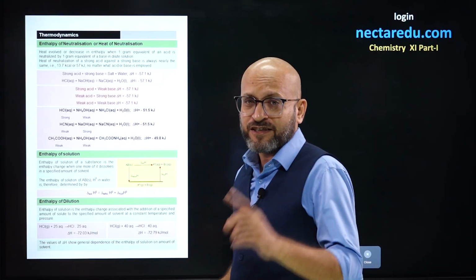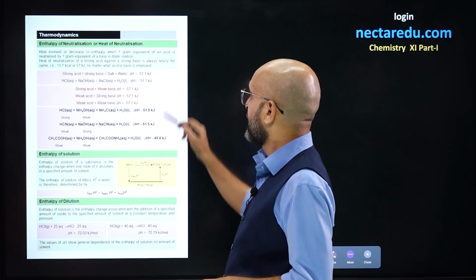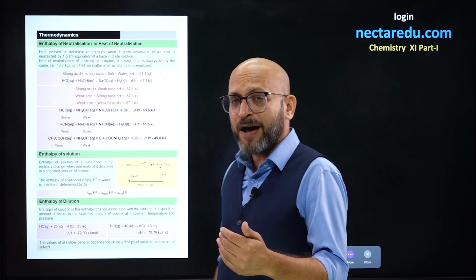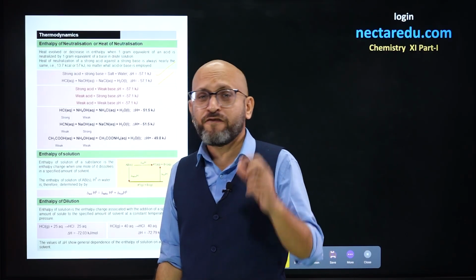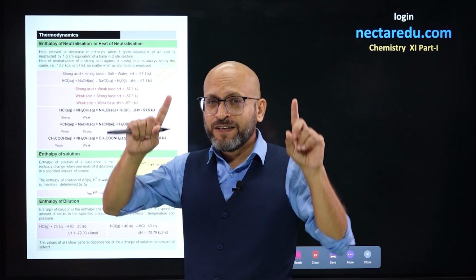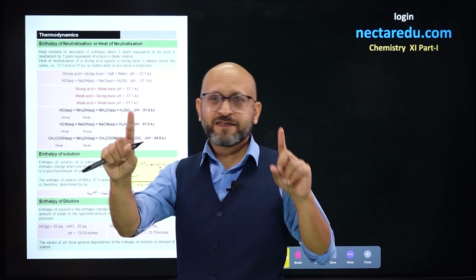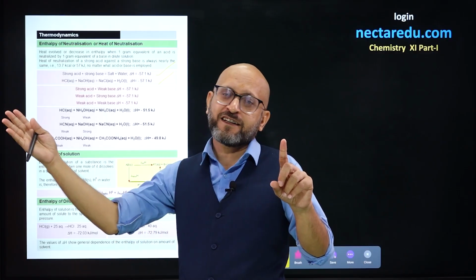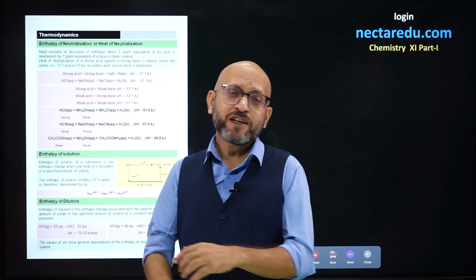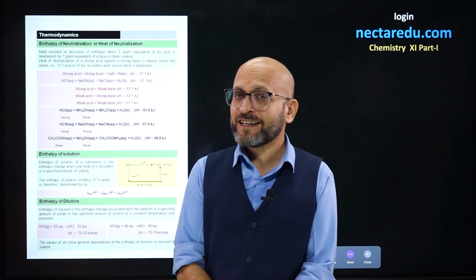So, this is a fixed value, just remember this. This is a fixed value, minus 57.1. It does not matter which acid or which base you have taken, just remember both have to be strong. A strong acid, a strong base, fixed energy release, that is 57.1 kilojoule per mole. What happens if one of them is weak?